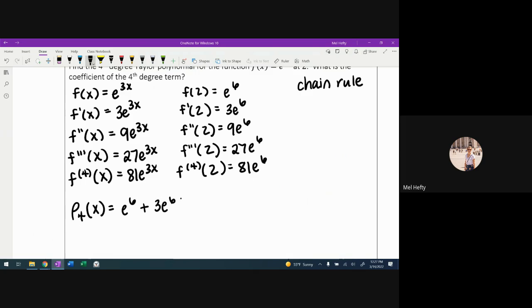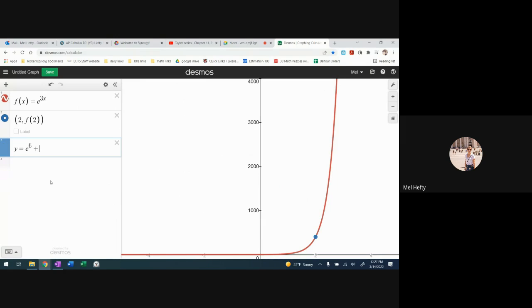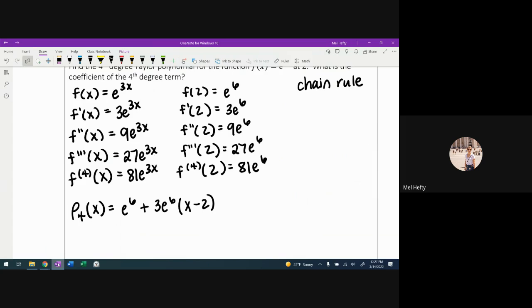3e to the 6 times x minus 2. All right, let me go type that one in to show you what's happening there. So plus 3e to the 6 times x minus 2. What other words could you use to describe what that is? That's our tangent line. So we're matching the y value and we're matching our first derivative there. So a first degree Taylor polynomial and a tangent line, same thing. So if you want to be obnoxious, ask for a first degree Taylor polynomial instead of a tangent line.